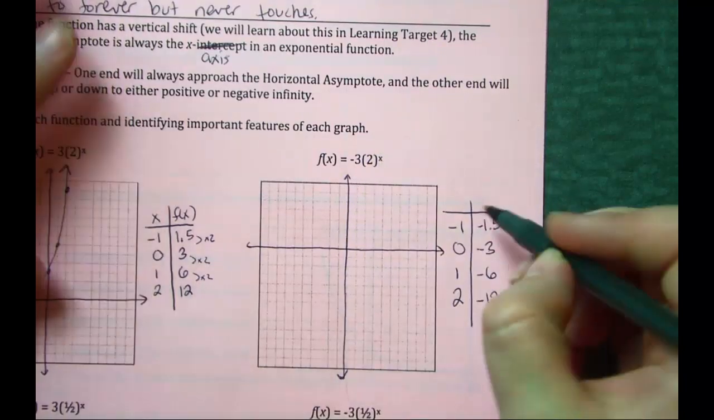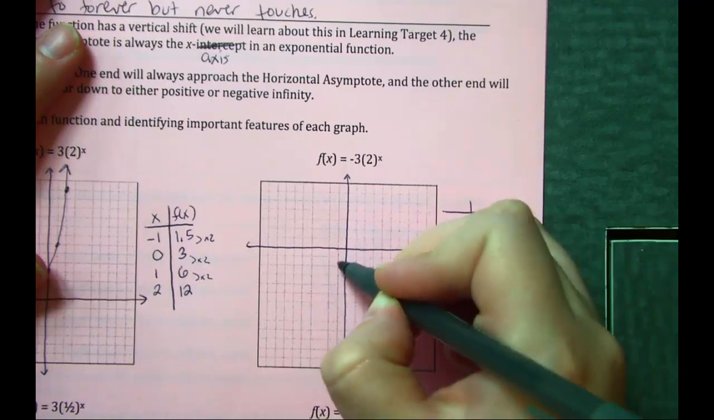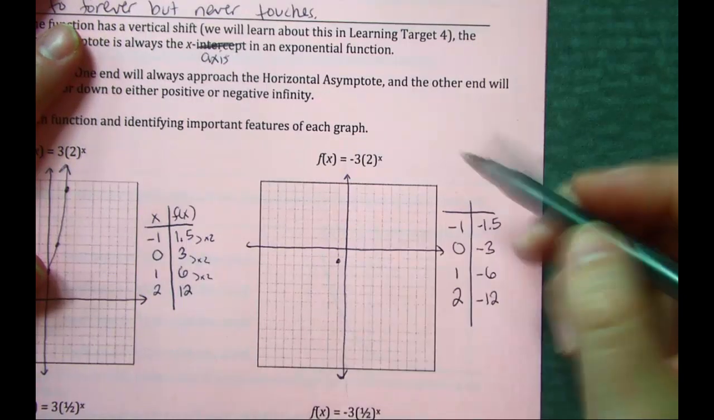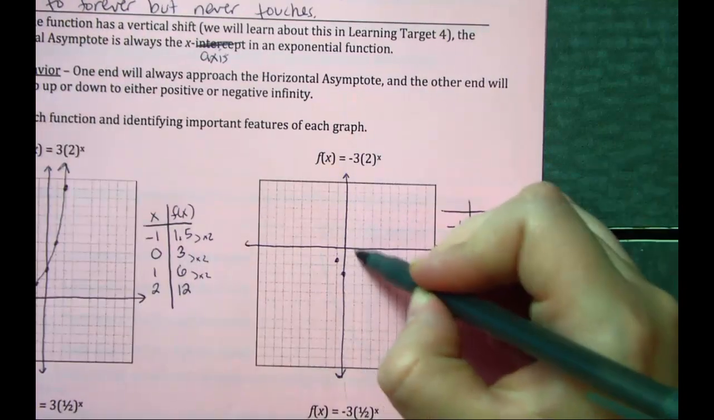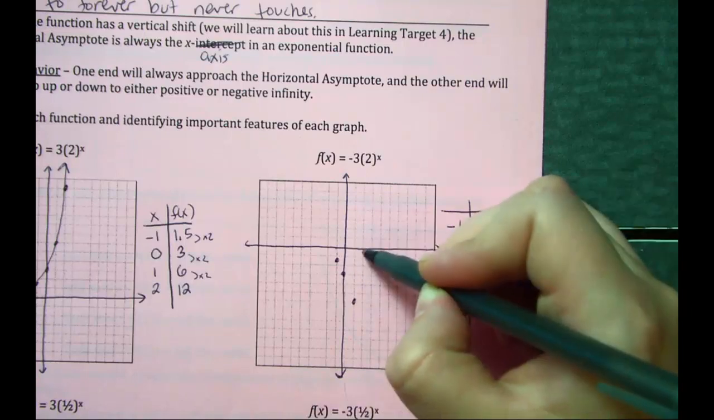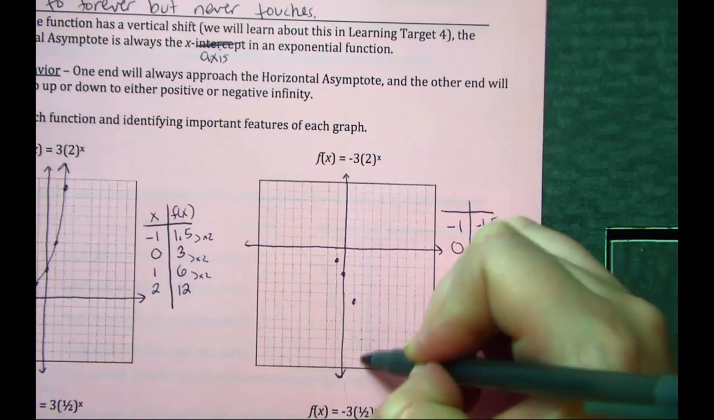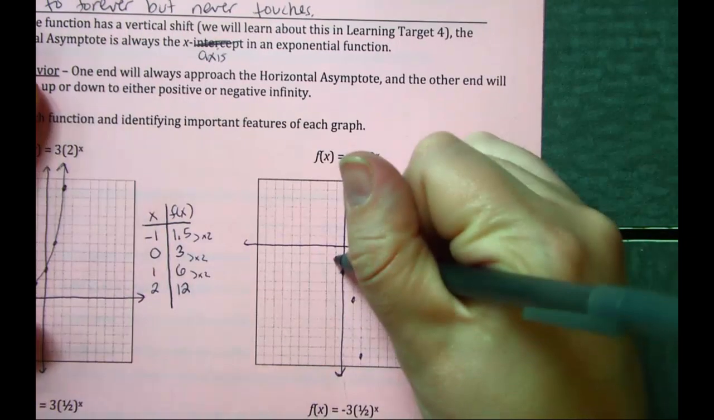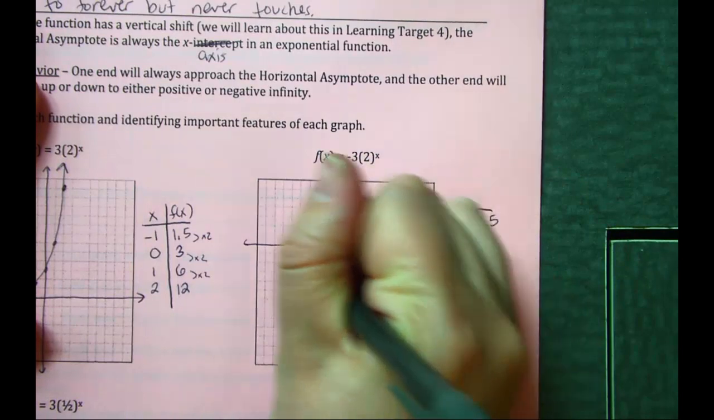So as I plot those points, I have -1, -1.5, 0, -3, 1, -6, and 2, -12. So that is going to look like that.